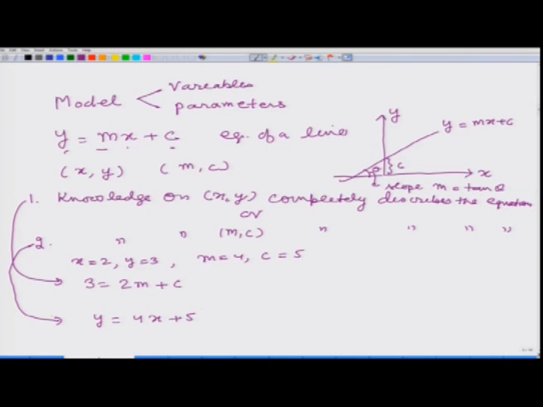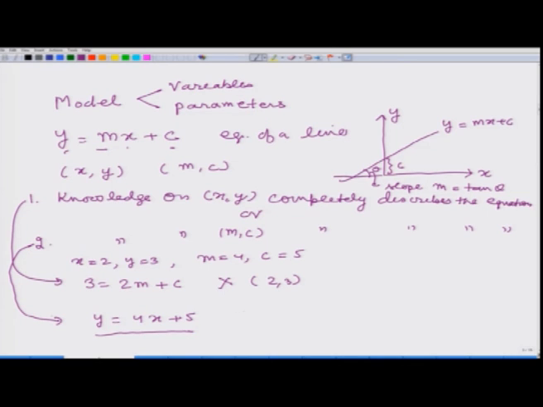Now, I have these two equations. Can you say which of the equations is completely describing the line? Well, I can see this is not describing a line, because the values of m and c are unknown to us, and this is only telling us that there is one point, 2 and 3, that is all. On the other hand, this equation is telling us everything about the line. This is giving us complete information about the line.